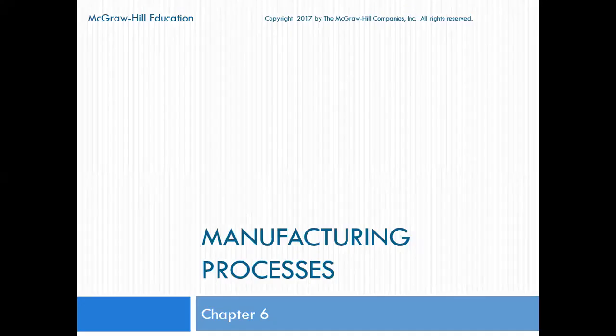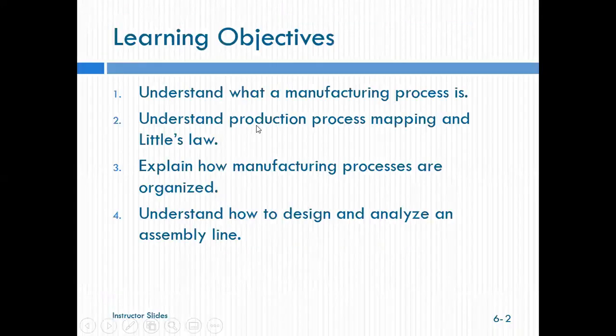Chapter 6 talks about the manufacturing process, and you will be learning about understanding the manufacturing process. What's the manufacturing process? Understand the production process, mapping, and the little laws, something called the little laws. Explain how the manufacturing processes are organized, which we saw some of in the video, and understand how to design and analyze the assembly line.